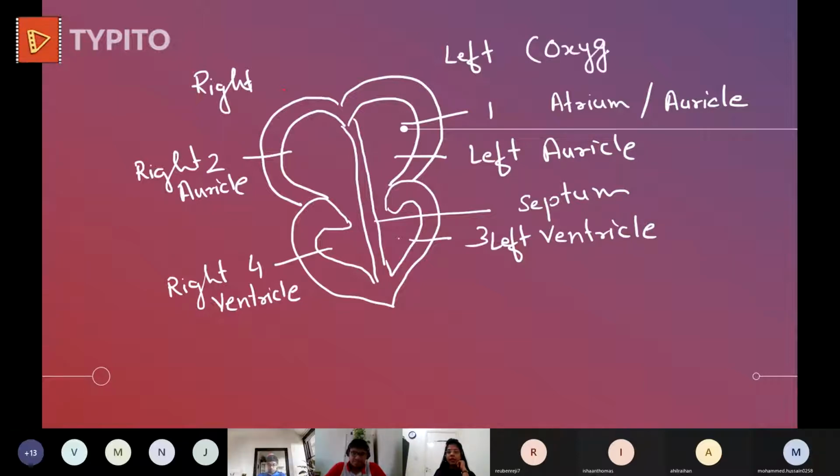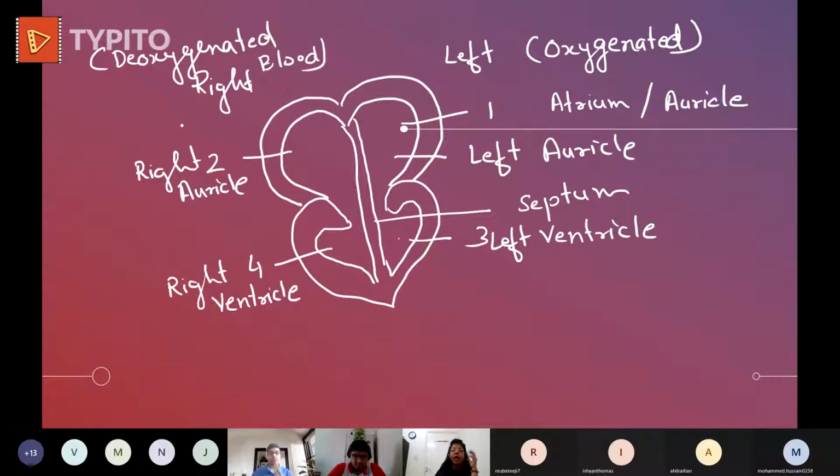You know what? In the left side, oxygenated blood is present. In the left side of our heart, what kind of blood is present? Oxygenated blood. Oxygenated blood means what? Blood containing a large amount of oxygen is called oxygenated blood. And the right side of the heart contains deoxygenated blood. Deoxygenated blood means what kind of blood? Blood having a lot of carbon dioxide. So definitely the right side of the heart has deoxygenated blood.